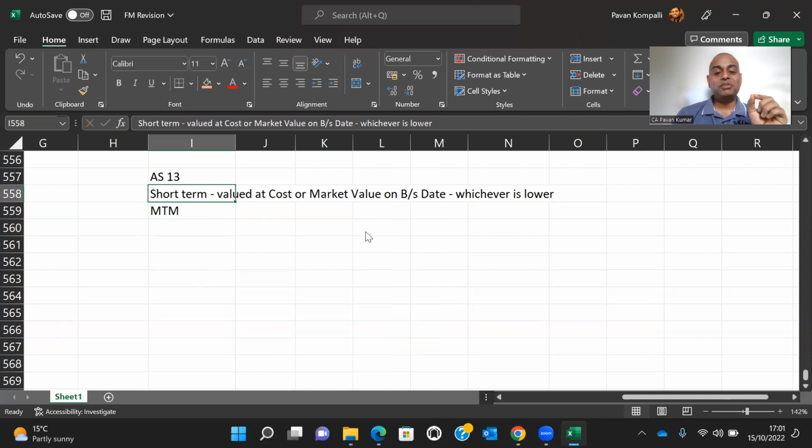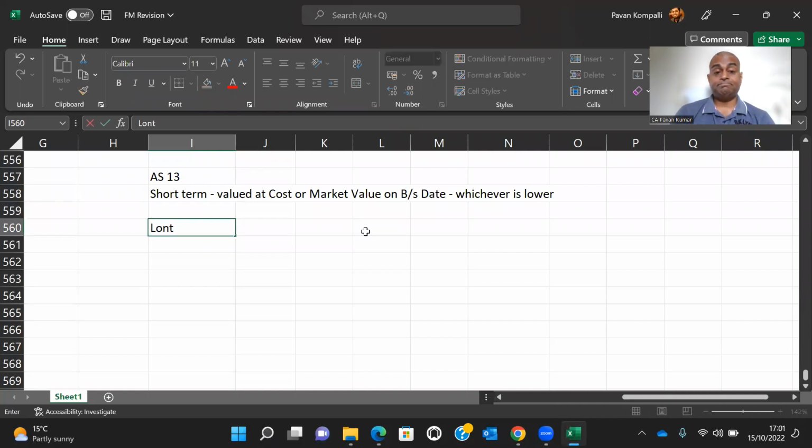So short-term investments are to be valued at cost or market value on the date of balance sheet, whichever is lower. What about long-term investment? Valued at cost, full stop.